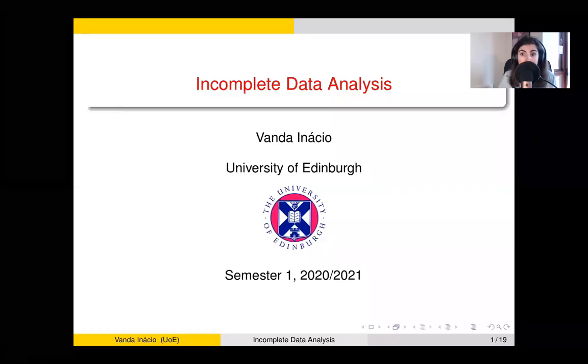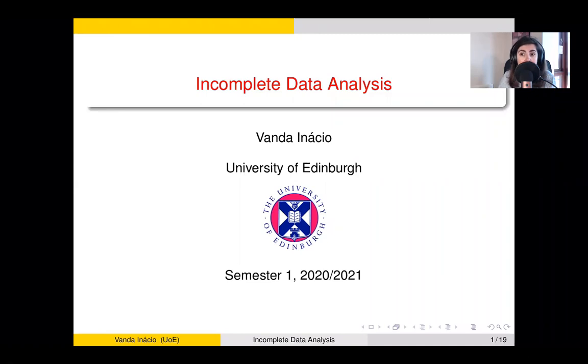Hi everyone, welcome to week 9 of incomplete data analysis, and this will be a light week where we will be learning about the package mice for performing multivariate imputation. So let us start.